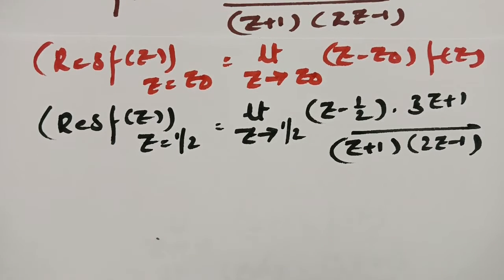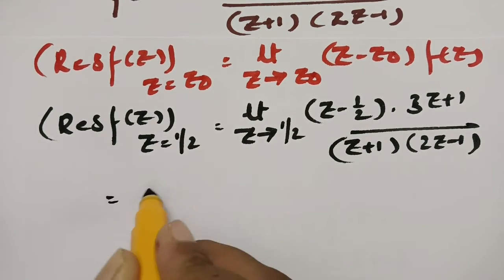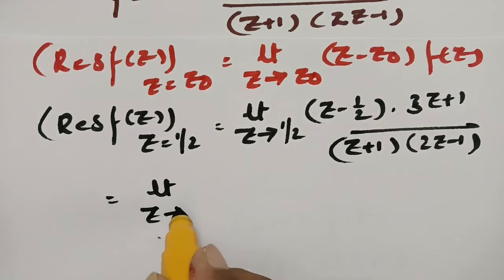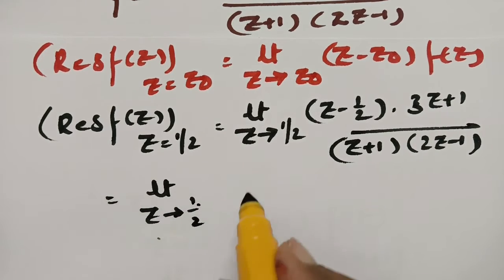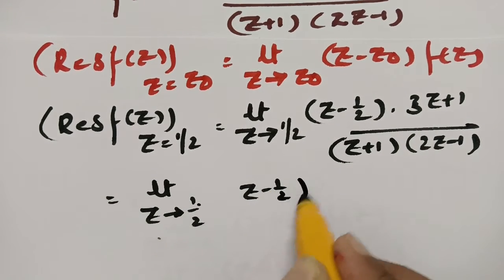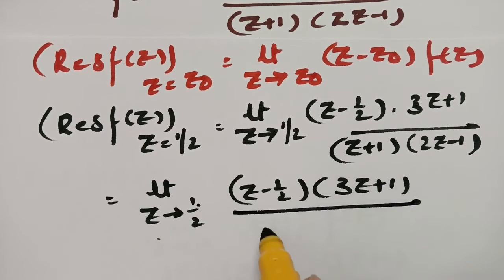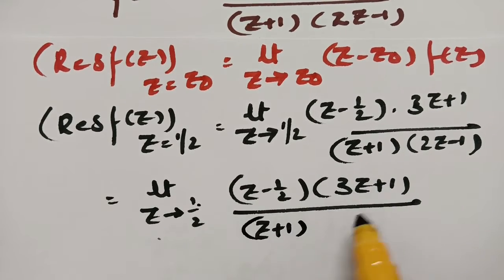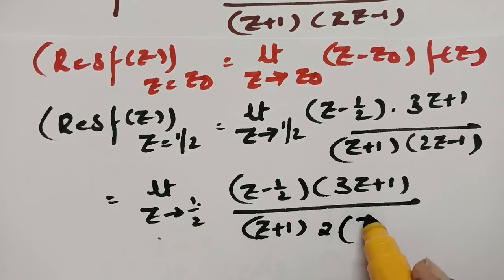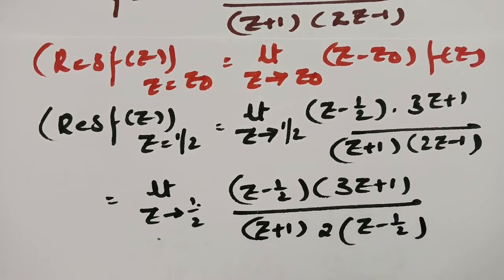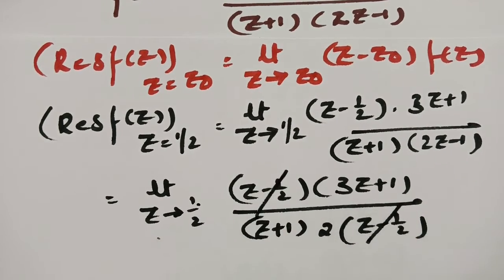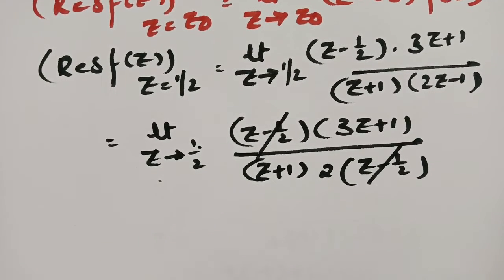And how to cancel this one? So in order to cancel this one, I am writing this as limit z tends to this value is half. This is z minus half into this value is 3z plus 1 and this is z plus 1. So if I take 2 common, this will be z minus half. So now I can cancel this numerator and denominator and substitute z value as half.